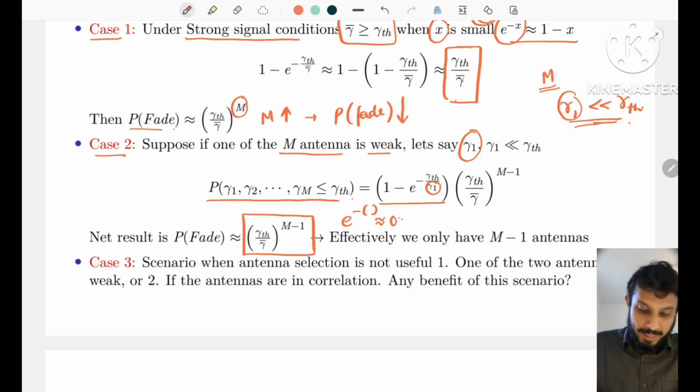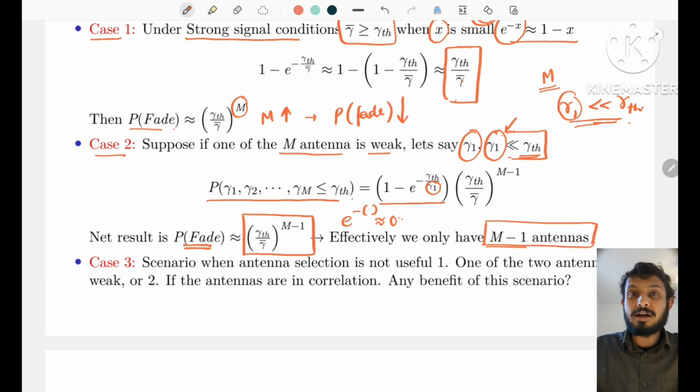And this means that effectively, with the selection combining, if there is one antenna that is weak and the SNR corresponding to that antenna is less than the threshold, the selection combining will act as if we have only M minus 1 antennas at the receiver. It will just discard the antenna that has the weaker gain.